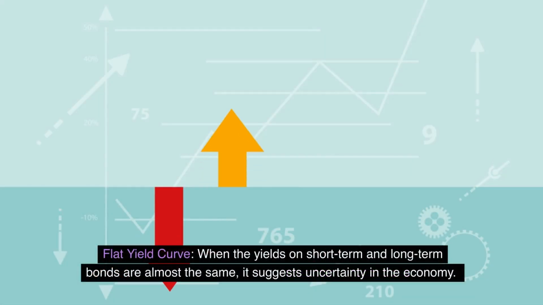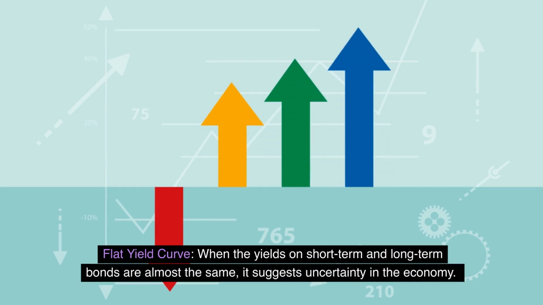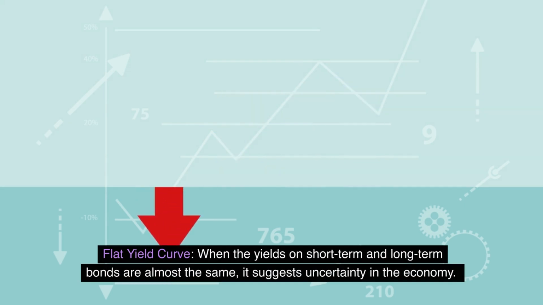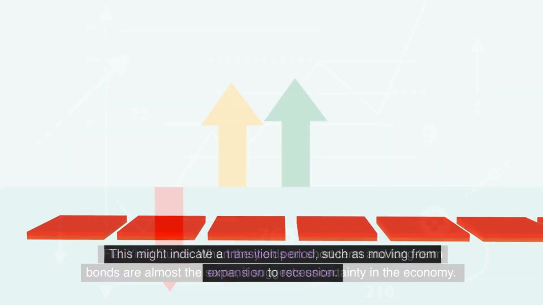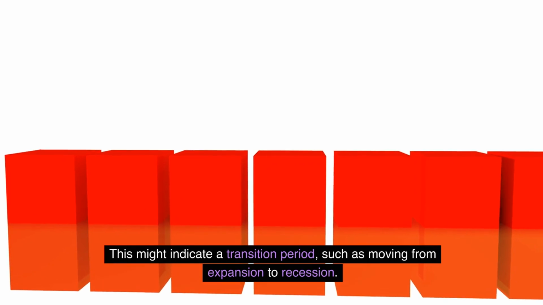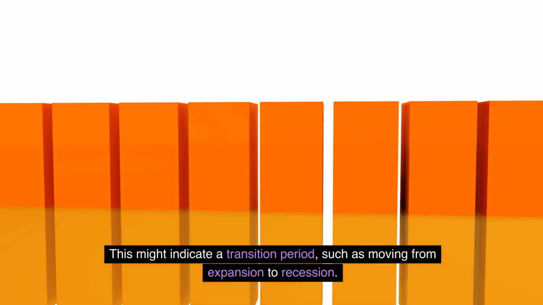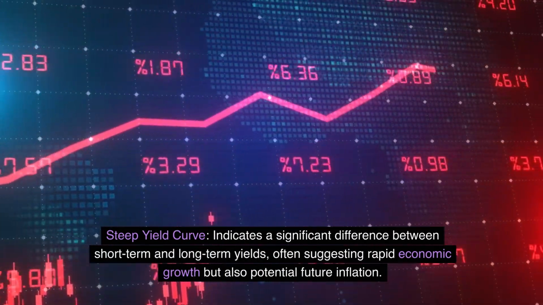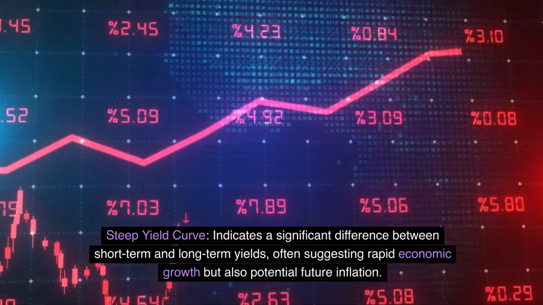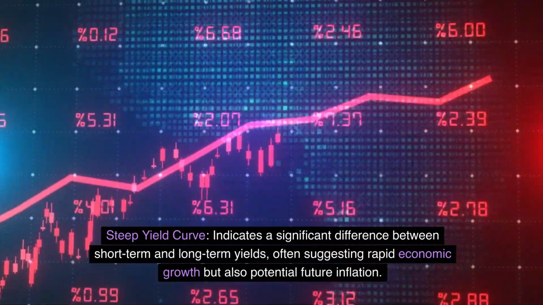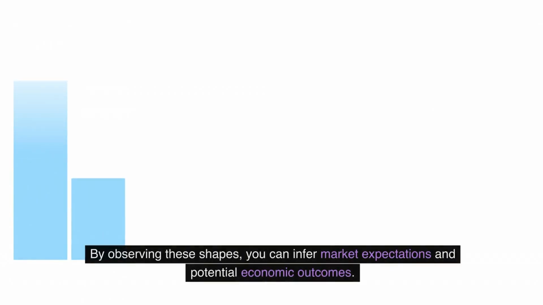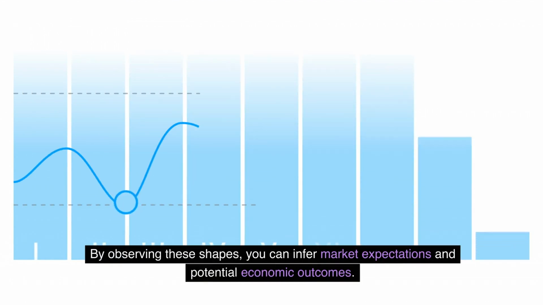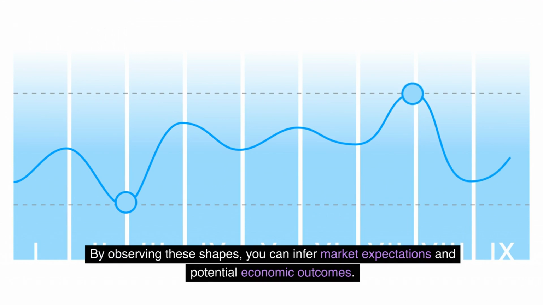Flat yield curve: when the yields on short-term and long-term bonds are almost the same, it suggests uncertainty in the economy. This might indicate a transition period, such as moving from expansion to recession. Steep yield curve indicates a significant difference between short-term and long-term yields, often suggesting rapid economic growth but also potential future inflation. By observing these shapes, you can infer market expectations and potential economic outcomes.